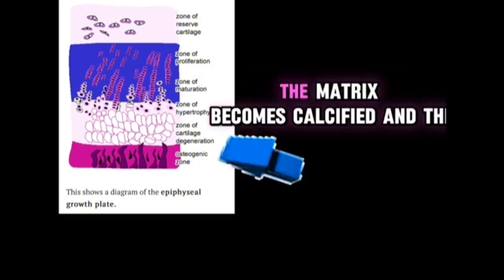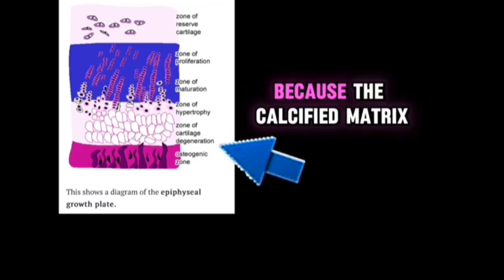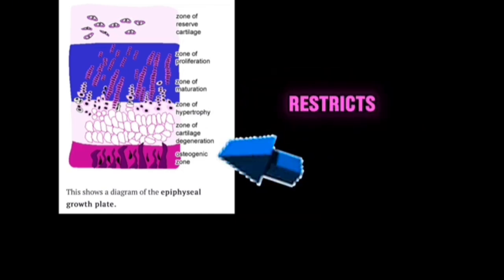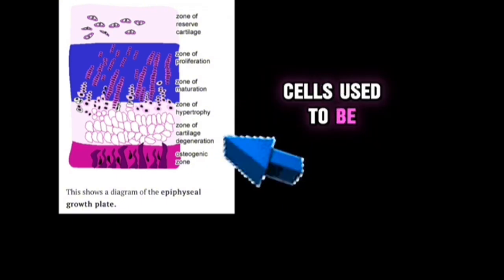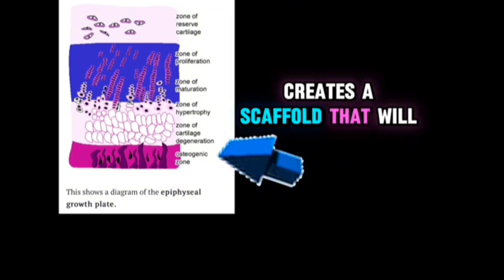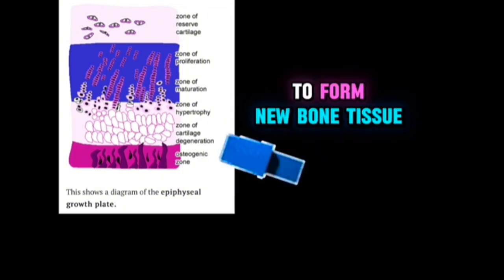The calcification zone is below the hypertrophic zone. In this zone, the matrix becomes calcified, and the chondrocytes die because the calcified matrix restricts nutrient and oxygen diffusion. This leaves cavities where the cells used to be. The calcification of the matrix creates a scaffold that will be invaded by bone cells to form new bone tissue.